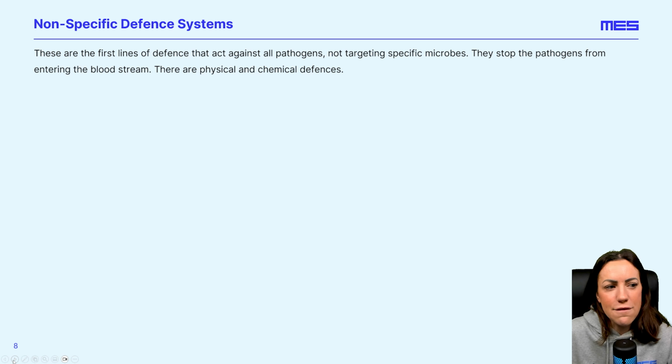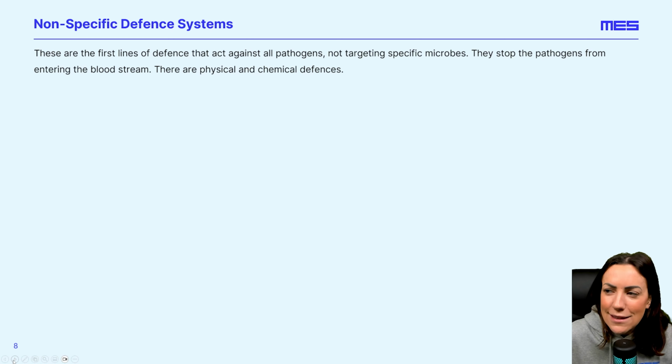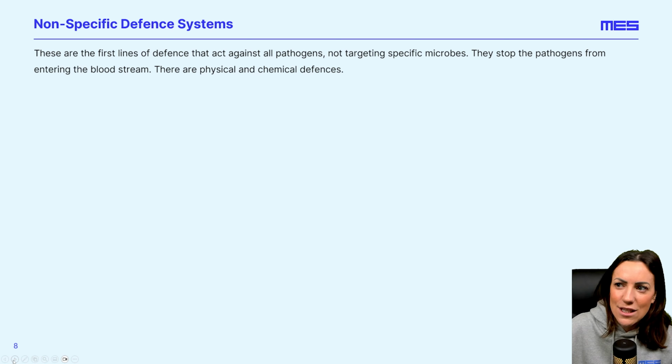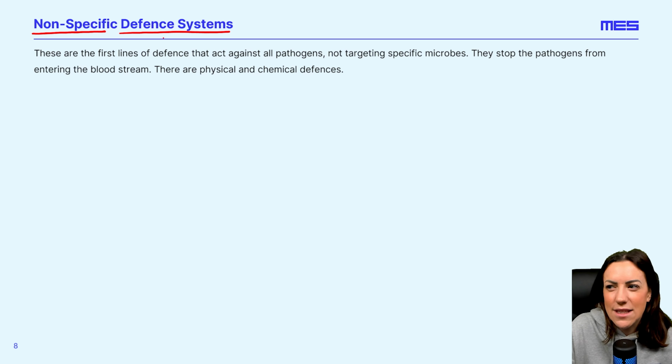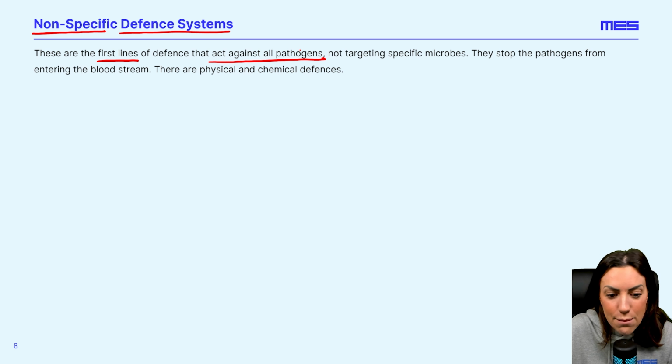Now we've covered the infectious diseases, or the communicable diseases, that are on your spec. Let's move on to how we try to prevent ourselves from getting ill from these contagious diseases. So first of all, we've got non-specific defense systems. These are the first lines of defense. They are non-specific because they will act against all pathogens. So they don't target specific microbes or specific pathogens.